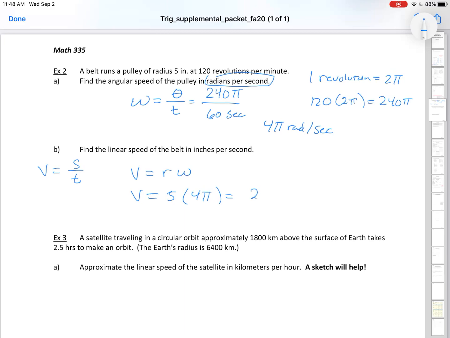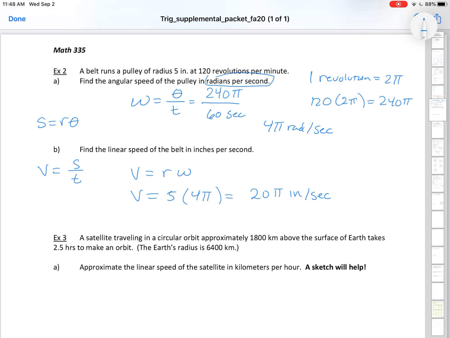And so what I get out of this is 20 pi inches per second. Now, I could have taken the time to find out what S is. I would have had to do another calculation, right? I would have had to do a side calculation of r theta. It wouldn't have been terrible.